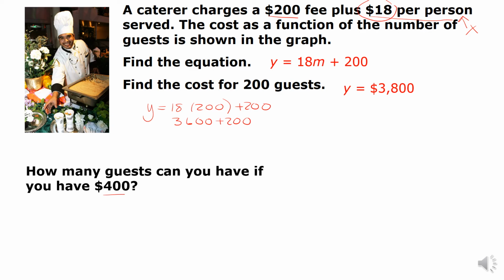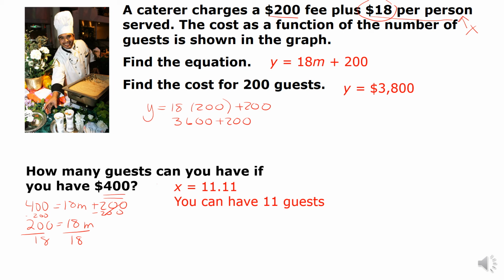And then it asks, how many guests can you have if you have $400? So that is giving you the total money. So we're going to say 400 equals 18m plus 200. We're going to subtract 200 from each side, equals 18m. And then we're going to divide by 18. And we get x equals 11.11, which means you can only have 11 guests.